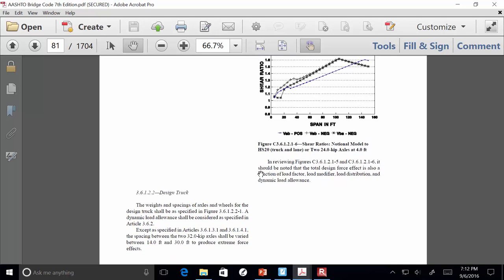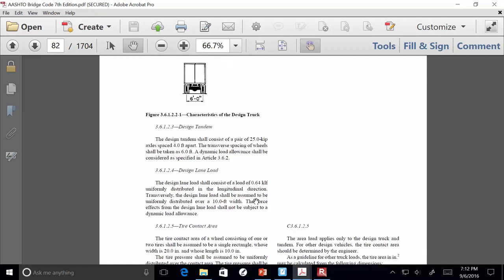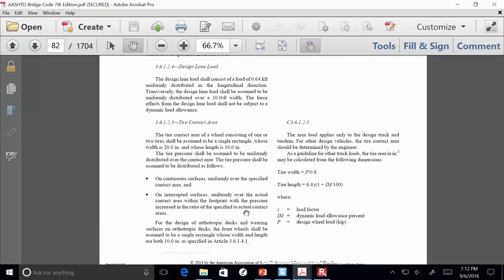Okay, looking at the actual design truck, this is the same thing we looked at earlier. The front axle of 8 kips, two rear axles of 32 kips, and we've got all the spacing there. The design tandem's just described. There was no pretty picture, so I threw a pretty picture in the slides for you. So I threw that in there for free. You didn't have to pay for that. That was a joke, not a very funny one. We've got our lane load described.